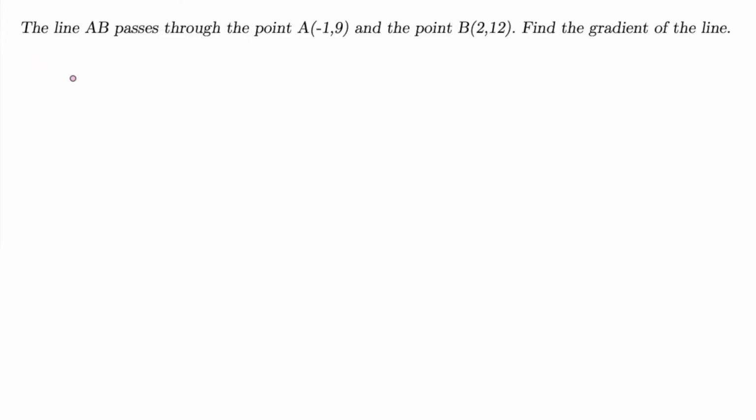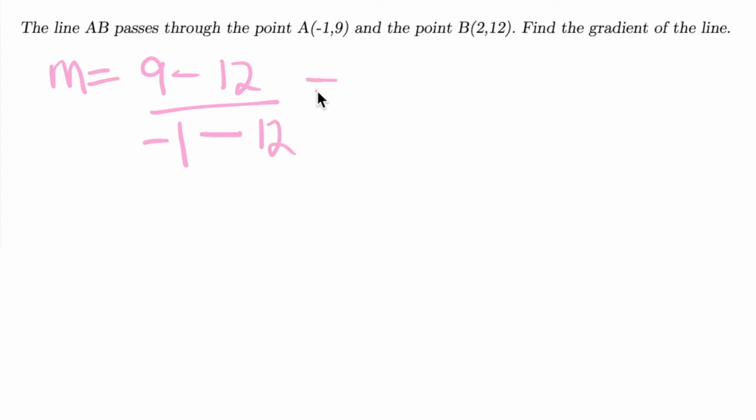Let's work through a couple of these questions. The first one says the line AB passes through the point A, minus 1, 9, and the point B, 2, 12. Find the gradient of the line. Simply here we can plug our values into the formula to find the gradient. So m equals ya, 9, minus yb, 12, over xa, the x-coordinate of A, minus 1, minus xb, the x-coordinate of B, 2. Now let's simplify that. So that's minus 3 over minus 3, which is simply 1.